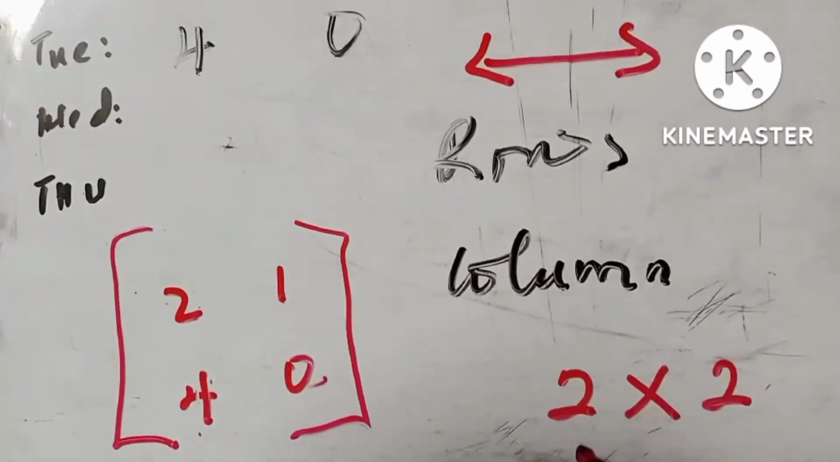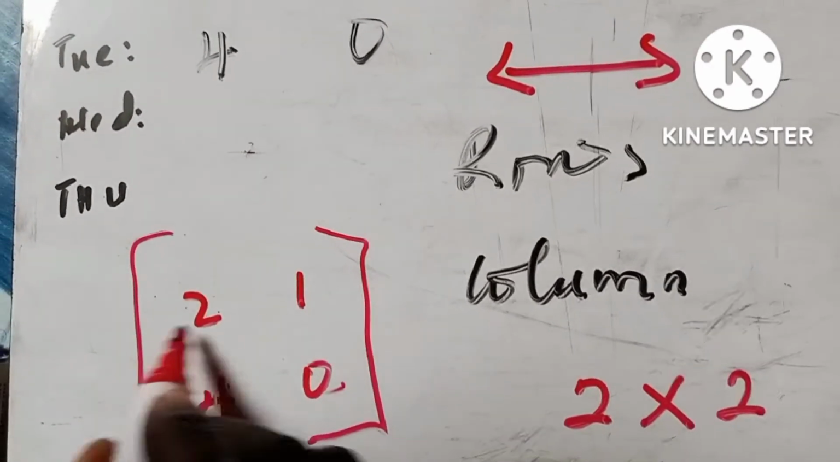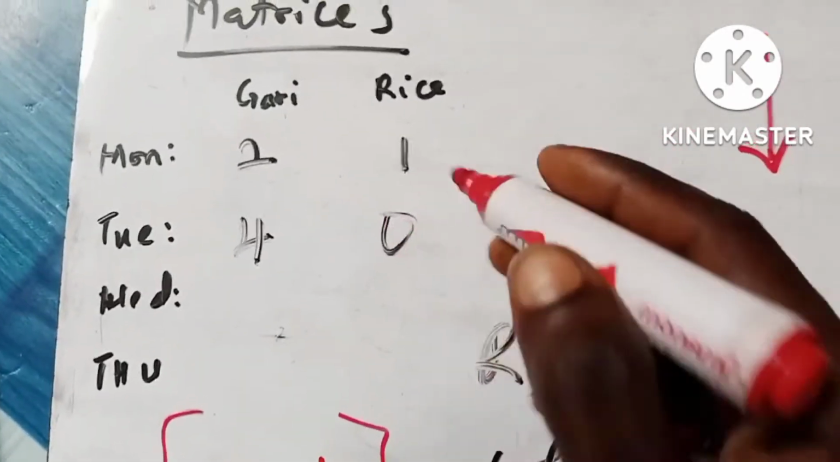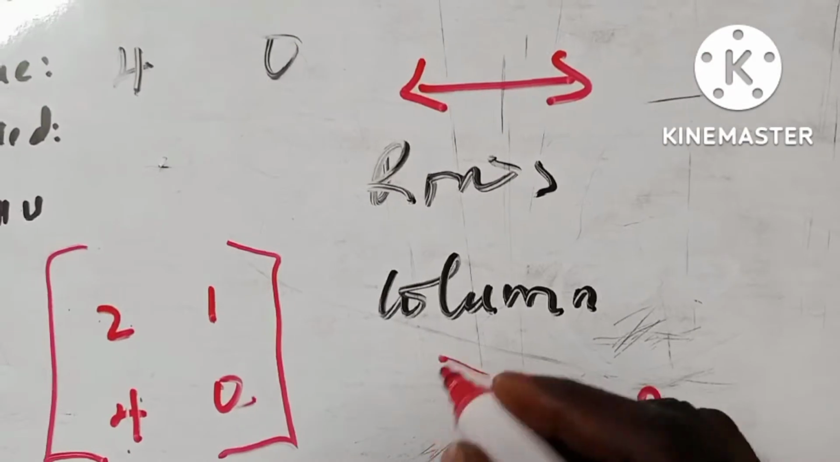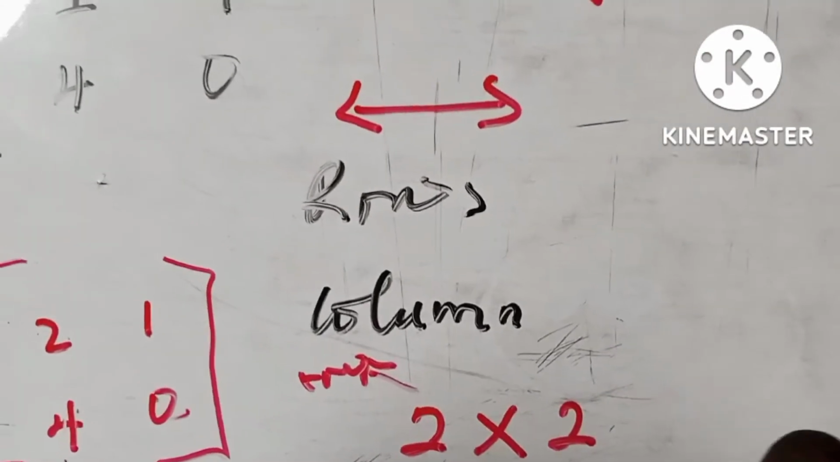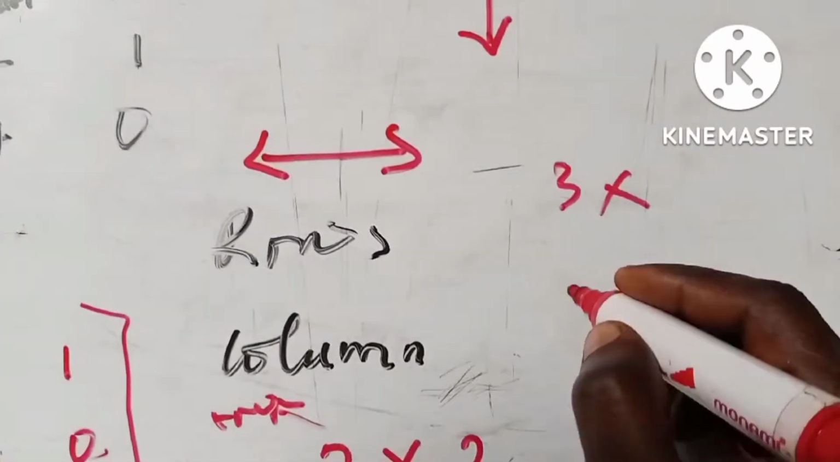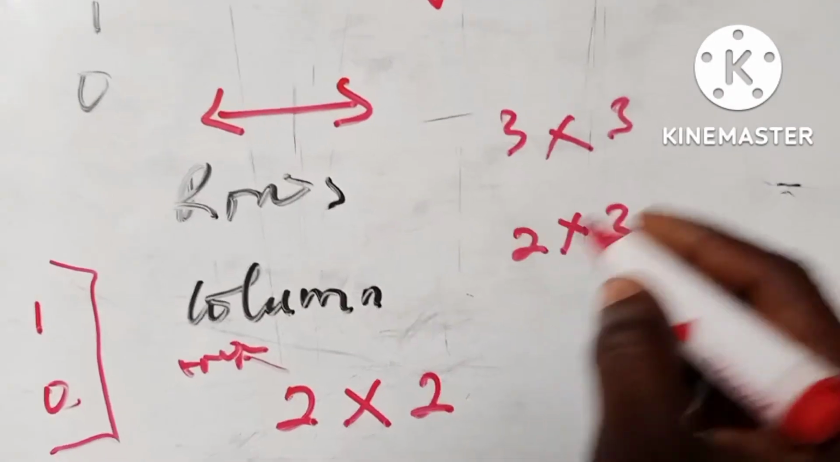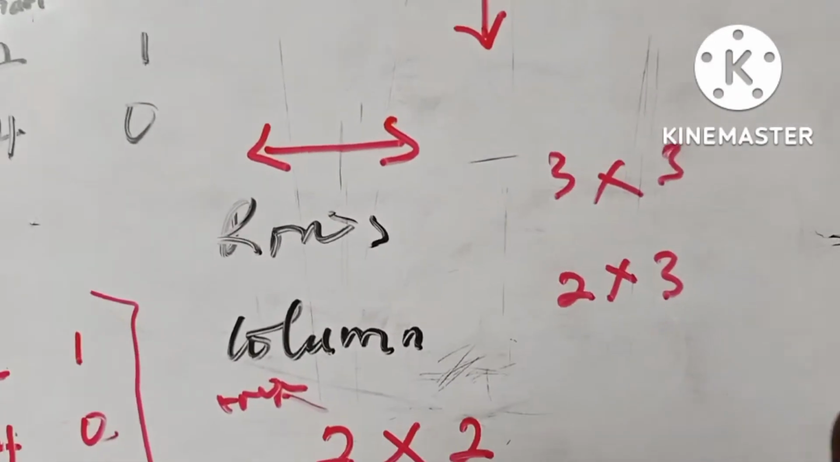Anytime you hear the word 2 by 2 matrix, it means that you have two rows and two columns. Once it goes beyond that, it is the same thing. The first number goes for the rows, and the second one goes for the columns. So what about 3 by 3, and 2 by 3? That means you have two rows and three columns. That's very, very simple.